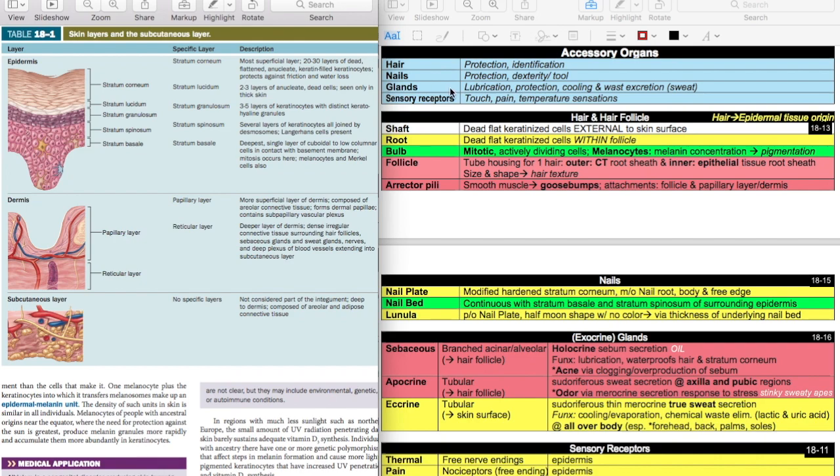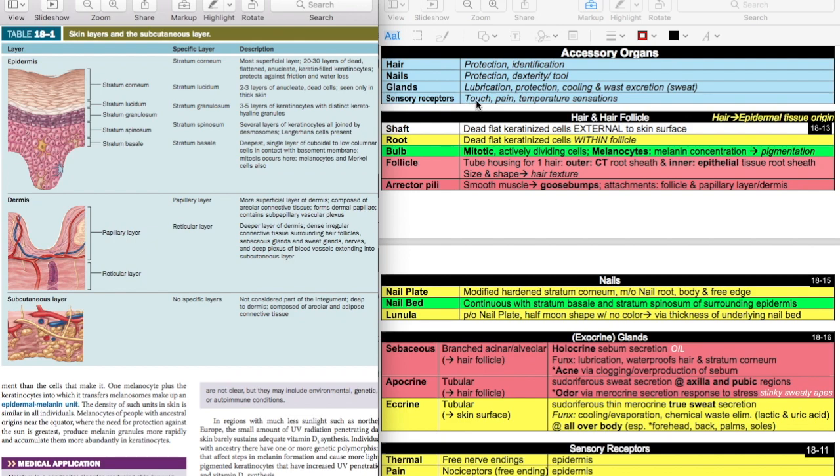Okay, glands are in your skin for various functions. They lubricate the skin with oily secretions, and protect the skin by keeping it moistened. Also, they cool your body through evaporation. They excrete some waste products in sweat, like uric acid and lactic acid. And finally, sensory receptors live in the skin, which allow you to feel your environment.